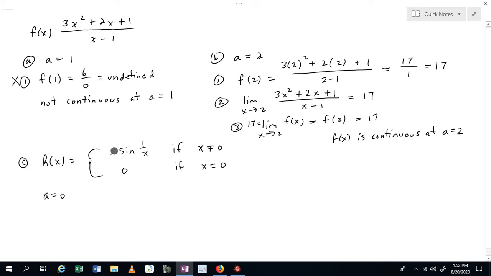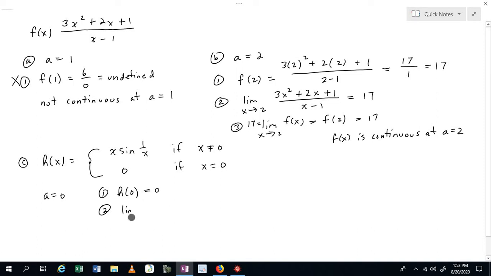Now let's look at this last function. This is a piecewise function where the output of this function is x times sine of 1 over x if x is not 0, and it's 0 if x is 0. Okay, so let's run through the checklist and see if it's continuous at a equals 0. The first thing is we need to make sure that h of 0 is defined. But of course it's defined. In this piecewise function, if x is 0, then the output for this function is 0. So it's defined.